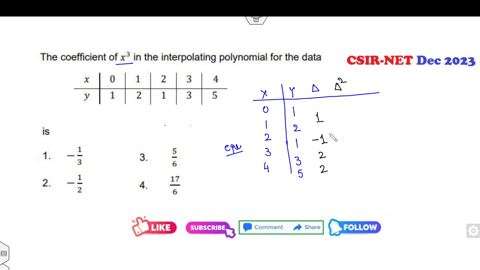You can subtract them, divided by 2 factorial. Minus 2 divided by 2 is minus 1, 3 divided by 2, 4 divided by 2 is 2. Fine. Del cube is this divided by 3.